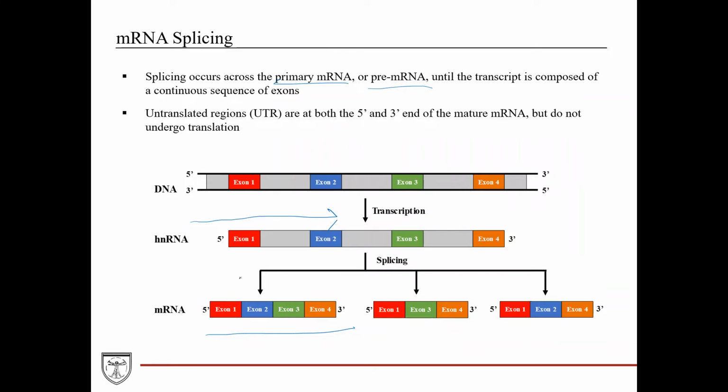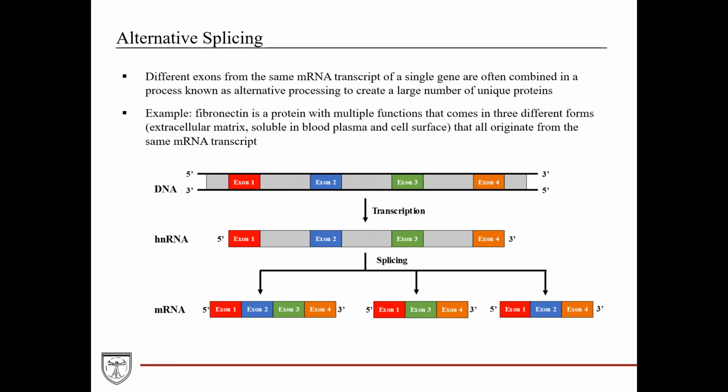They survive splicing and they make it down to this final transcript, but they do not undergo translation. So these are not coding regions. Different than introns. These are very different. They're not cut out during splicing. They actually make it to the final transcript. So the process of splicing is actually a little more complicated.